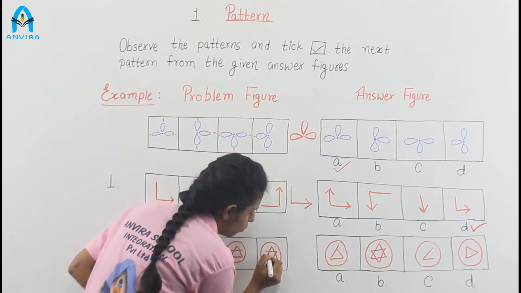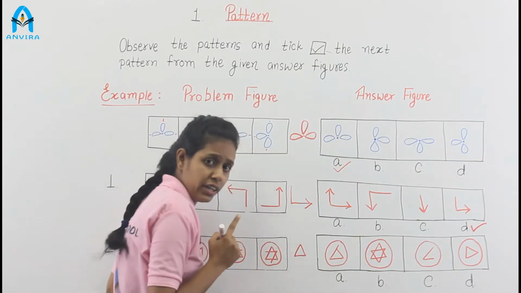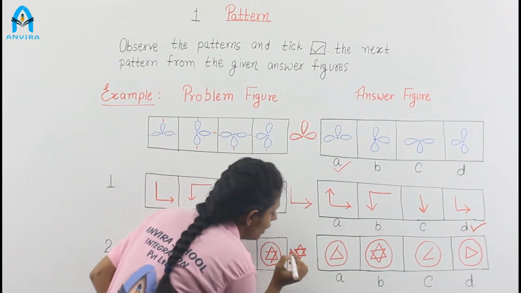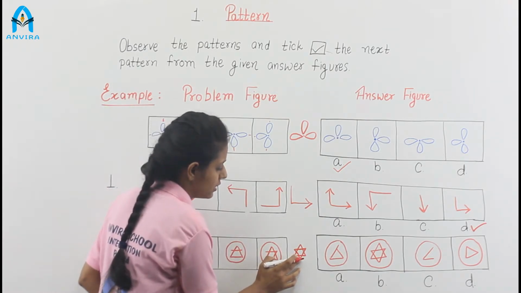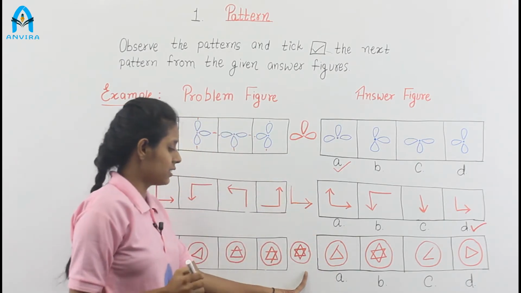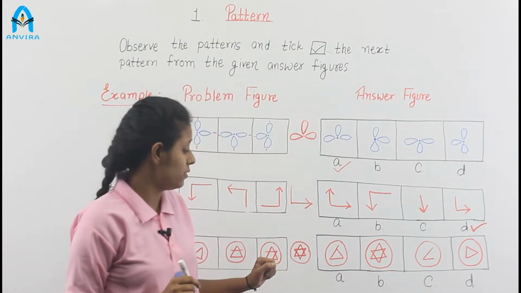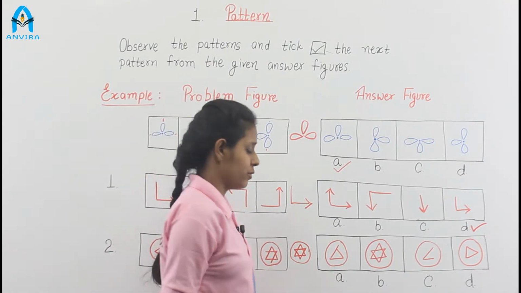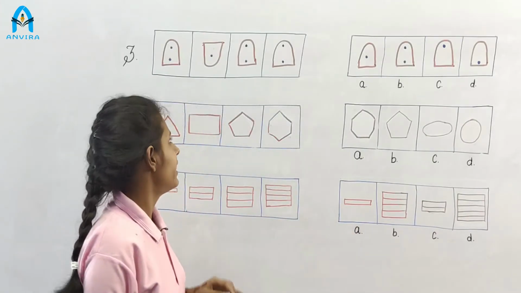So now here 1, 2, 3, 4, 5. Now 1, 2, 3, a triangle, this pattern, and now draw an extra line because they are in increasing number. So there are 2 triangles and a circle. This is our next figure. Now find out from the options which is our correct option. Option A? No. Option B? Yes, our correct answer is option B. Now let's go to our next question.